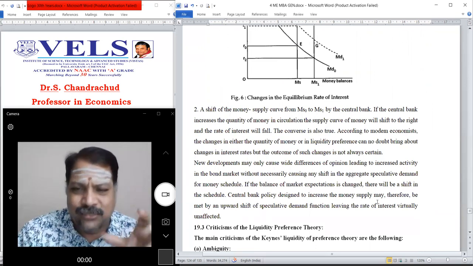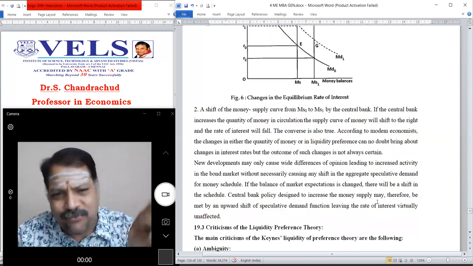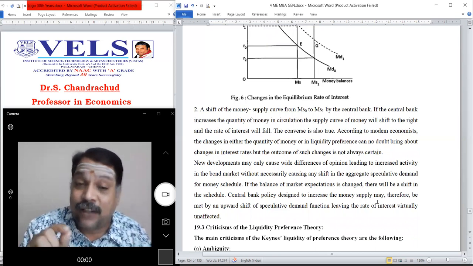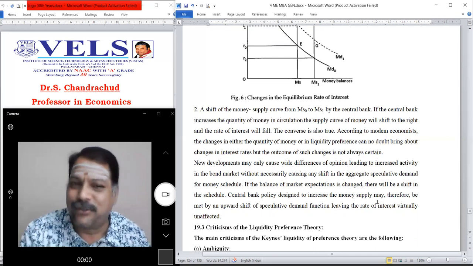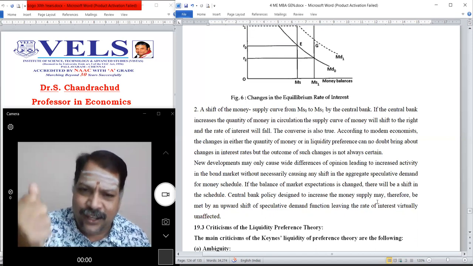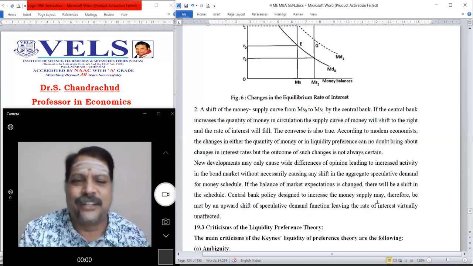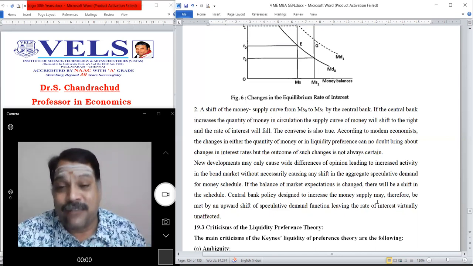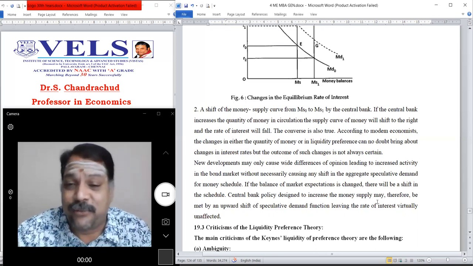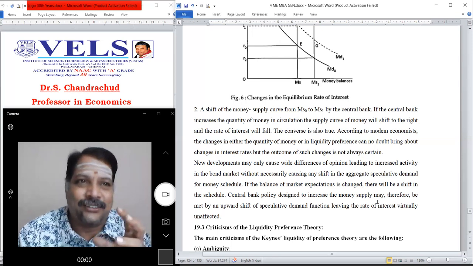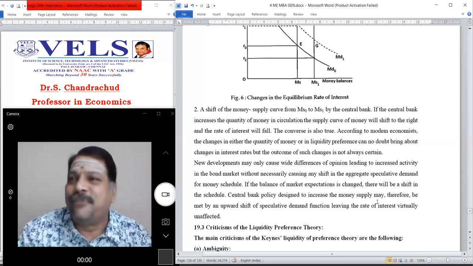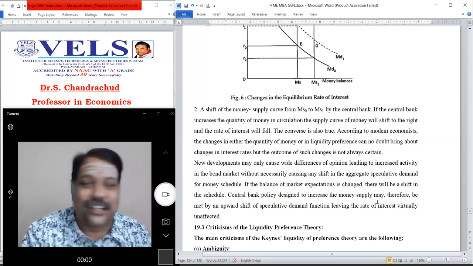According to modern economists, changes in either the quantity of money or the liquidity preference can no doubt bring about changes in the interest rate. But the outcome of such changes is not always certain. Why? Because people will not change instantly. New developments may only cause wide differences in opinion, leading to increasing activity in the bond market without necessarily causing any shift in the aggregate speculative demand for money schedule. So when the central bank changes its policy either to increase the money supply or restrict the money supply, an immediate effect cannot be expected, but it will eventually be reflected in the interest rate.